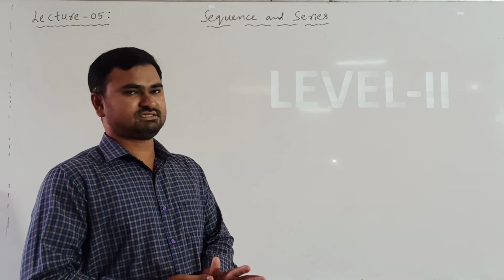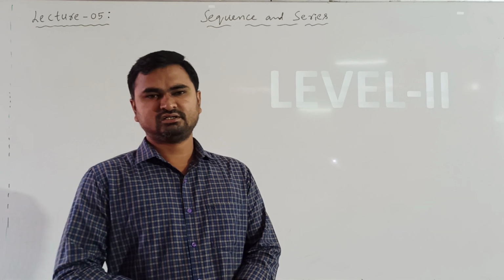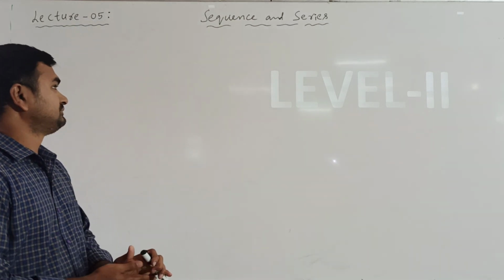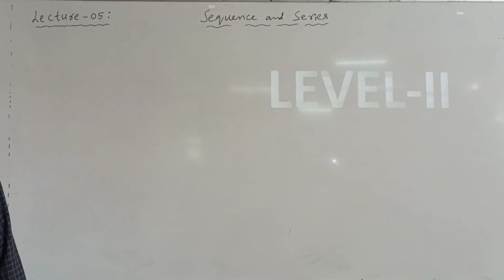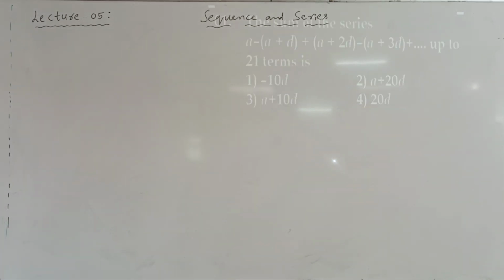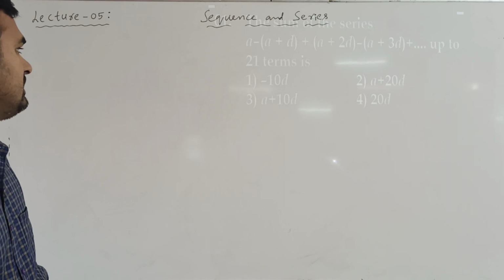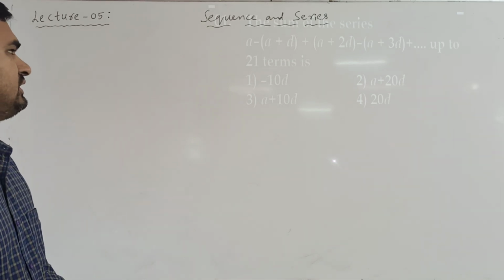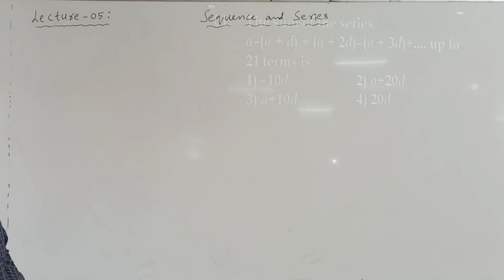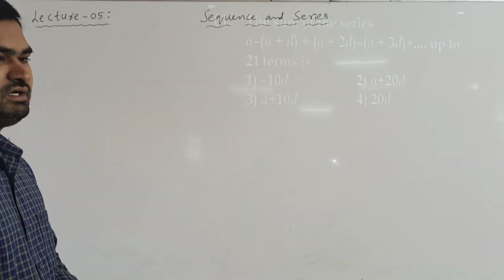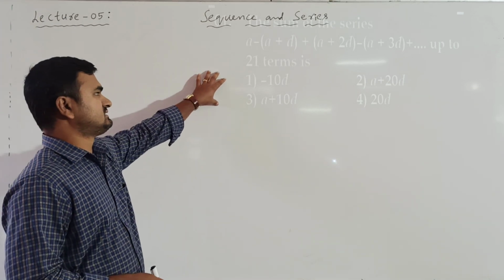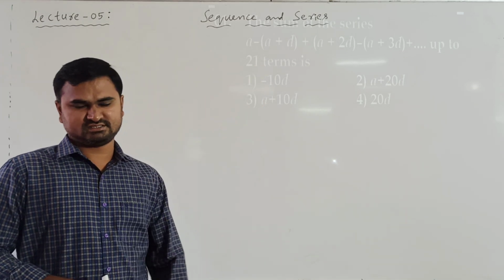In the last class, we completed up to level 1. So let us start problems based on level 2. First question is, the sum of the series a minus (a plus d) plus (a plus 2d) minus (a plus 3d) up to 21 terms is. So here we have to find the sum of this series up to 21 terms.